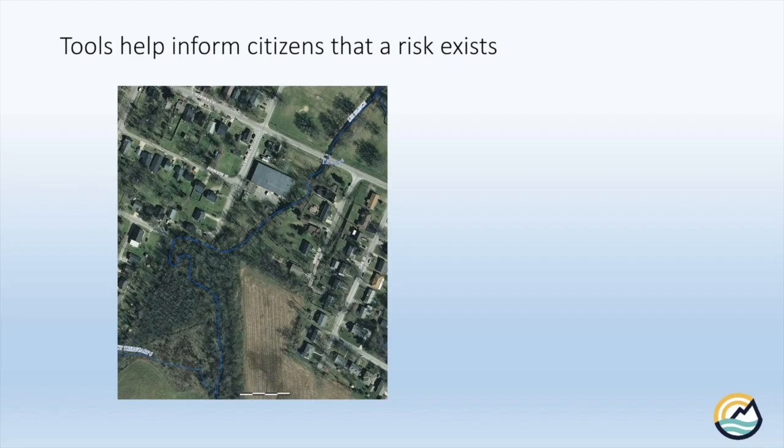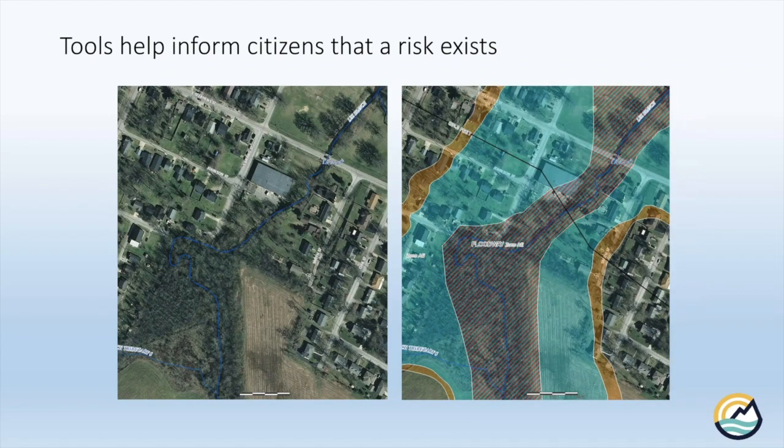Oh, I've never seen the water get up this high in the 20 years I've lived here. Well, maybe not, but a flood can still happen. So by providing them information with, hey, everything in blue on this map, this is high risk area. Oh, wow. Okay. So this is something I need to be aware of.